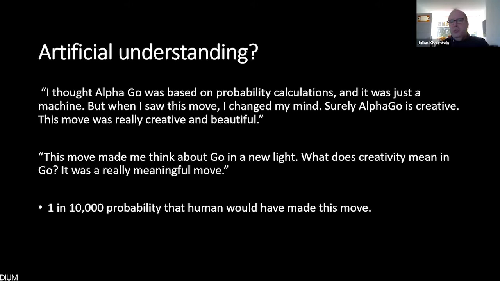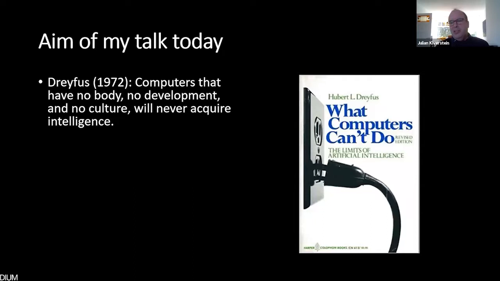And to address this question, I want to go back to a well-known critique of artificial intelligence that was made by the philosopher Hubert Dreyfus back in the 1970s. What's interesting about his critique was that it was made on the basis of phenomenology, ideas drawn from Martin Heidegger's Being and Time, Division One, and from Maurice Merleau-Ponty's Phenomenology of Perception. Based on these texts, but also on Ludwig Wittgenstein's Philosophical Investigations, Dreyfus argued that computers that had no body, that didn't develop within a culture, would never acquire intelligence.